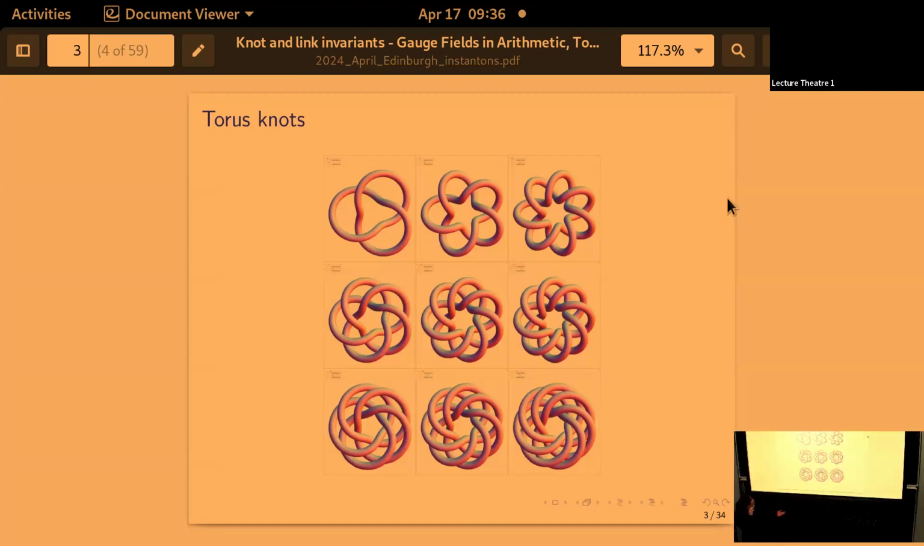A knot that is of the form of some polynomial equation intersected with S3 is going to be called an algebraic knot. And so a torus knot is an example of that. Well, these are actually torus links unless M and N are relatively prime, but that's an example.